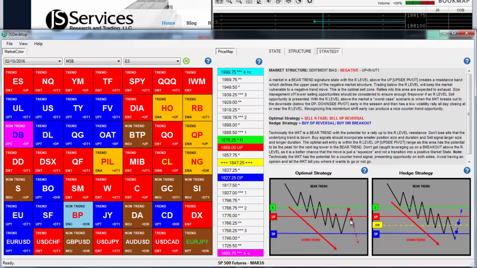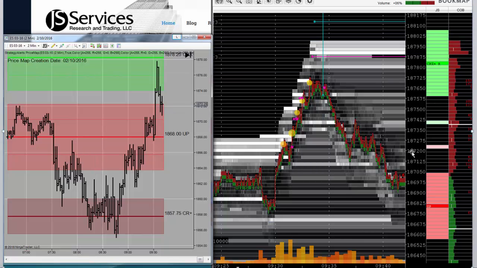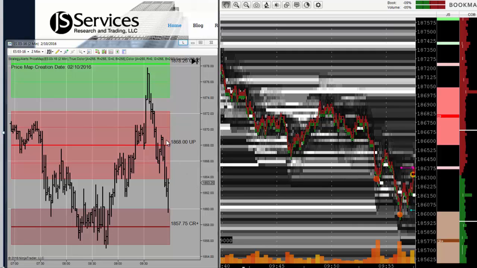So we could actually even leverage up even further if we wanted to. So we're talking in units of 3 and 4, getting a little more aggressive and putting on 4 units. So again, the market performs to expectation.